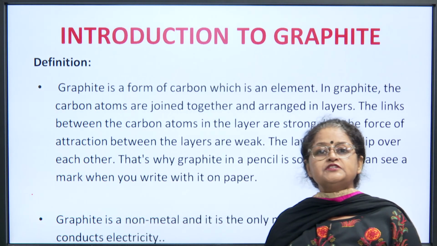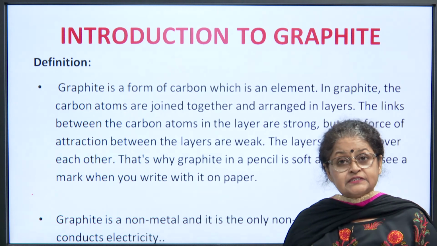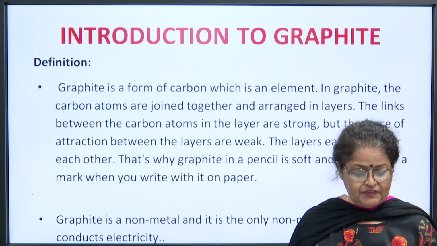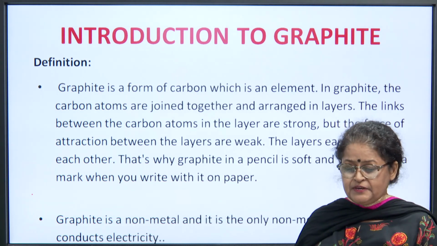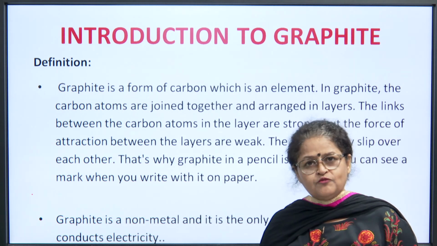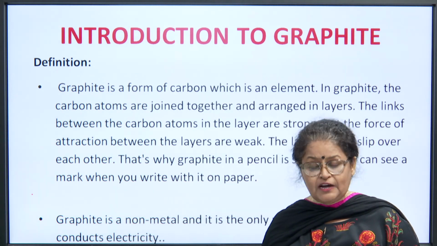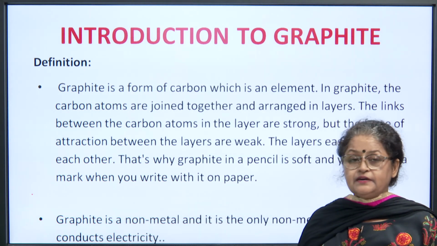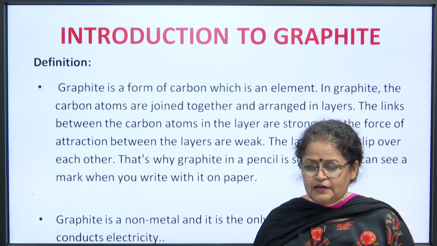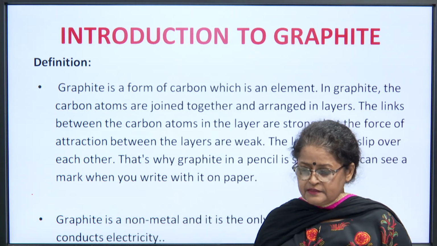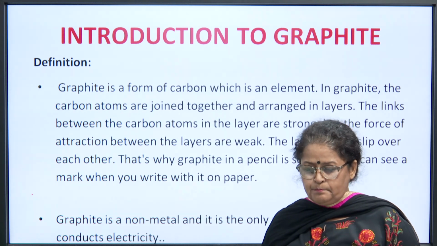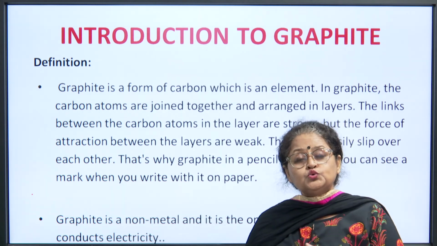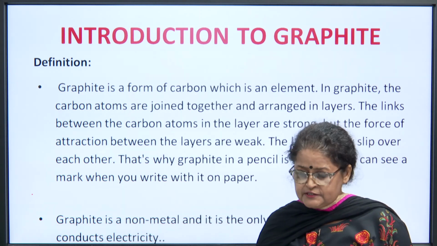First of all, let us begin with graphite. So, what is graphite, and let us talk a little about its structure as well. Graphite basically is a form of carbon, an allotrope of carbon. In graphite the carbon atoms are joined together and arranged in layers. The links between the carbon atoms in the layer are very strong, but the force of attraction between the two layers is not that strong. The two layers are held together by weak van der Waals forces.